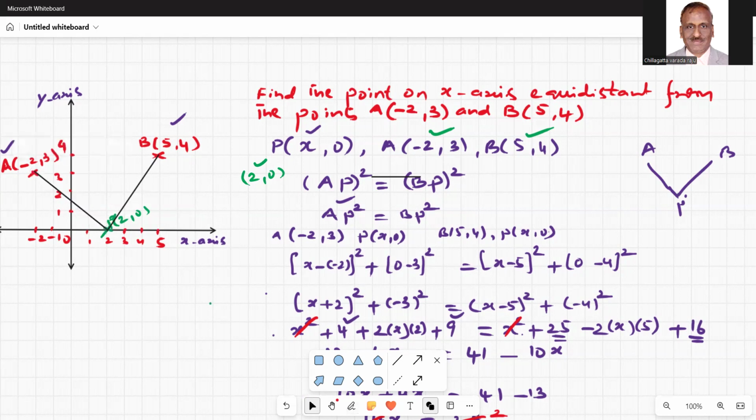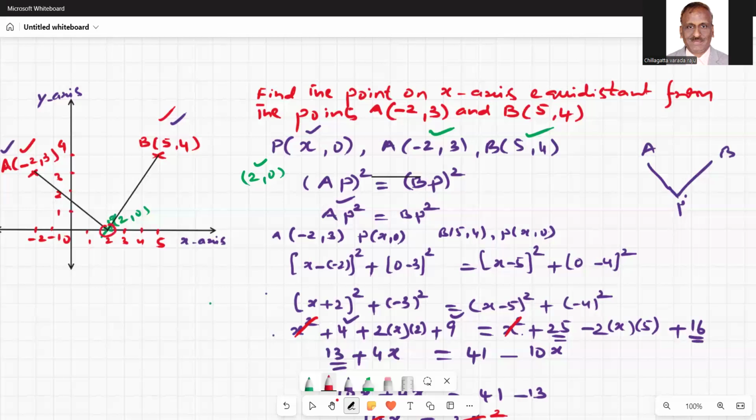So this is the actual question given to you. Find the point P on x-axis which is equidistant from the two given points. This point P is equidistant from the 2 points A and B. So if you want, you can find out the lengths and compare also whether the lengths of PA and PB are the same or not.